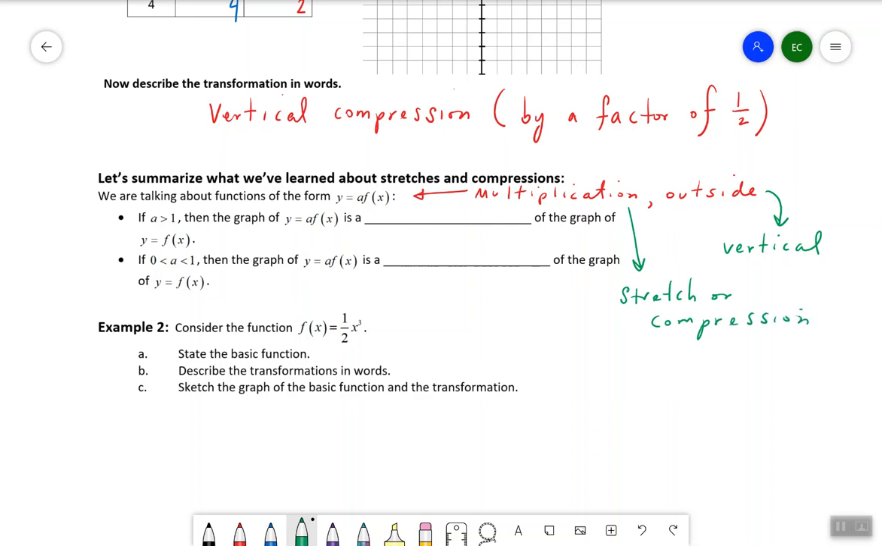And so the factor that we're multiplying by here is a, and so if a is greater than 1, then we're going to be stretching the graph. We'll have a vertical stretch. And if a is between 0 and 1, then we'll have a vertical compression.